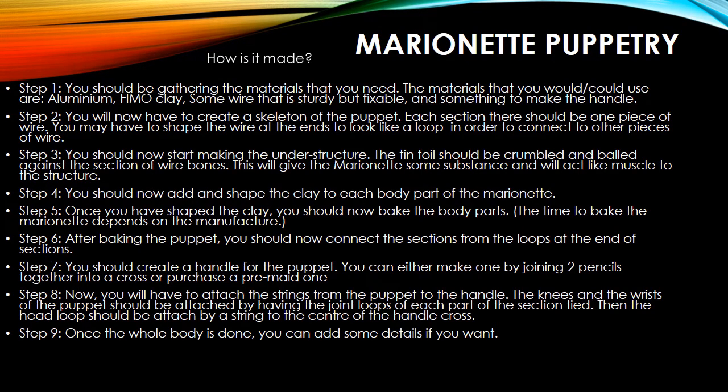Step six, after baking the puppet, you should now connect the different body sections of the marionette with the loops that you've made from the wire at the end of the sections. By connecting them, you should have extra wire. And then step seven, you should create a handle for the puppet. You can either make one by joining two pencils together into a cross, or you can simply purchase a pre-made one.